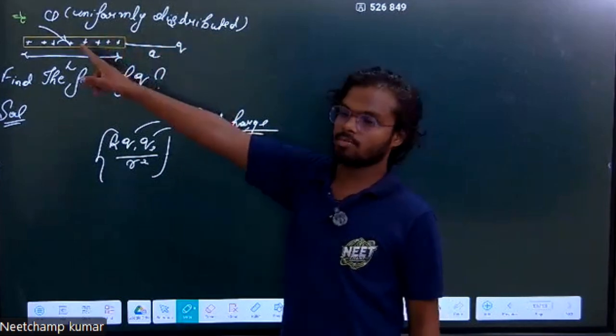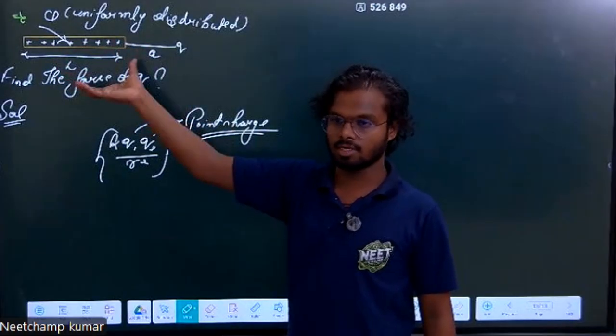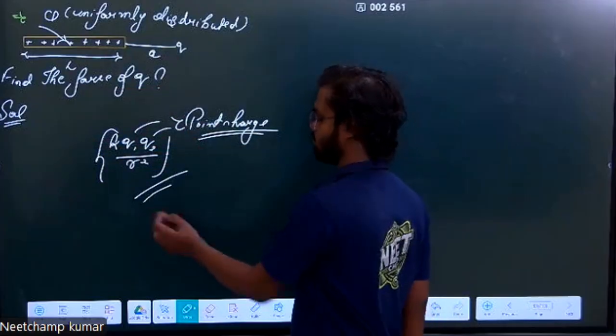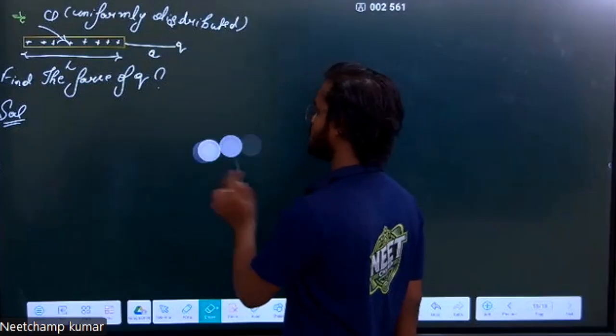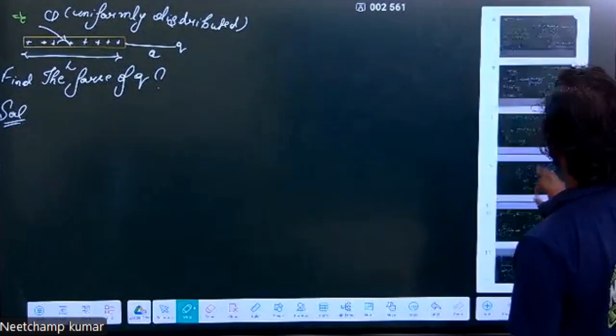But this charge is not a point charge. It is a uniformly distributed charge over a rod. So when it is not a point charge, we cannot apply this formula. It is not possible to apply this formula. That's why it is mentioned here properly, Coulomb's law is only valid for point charges.